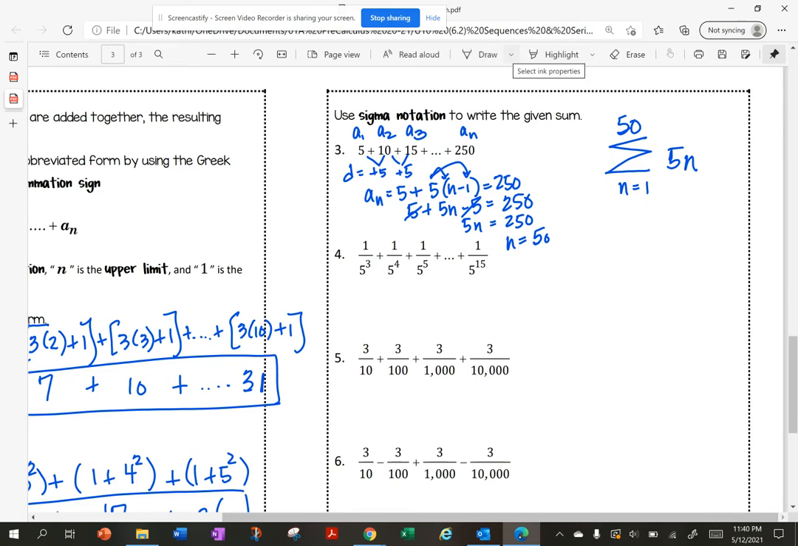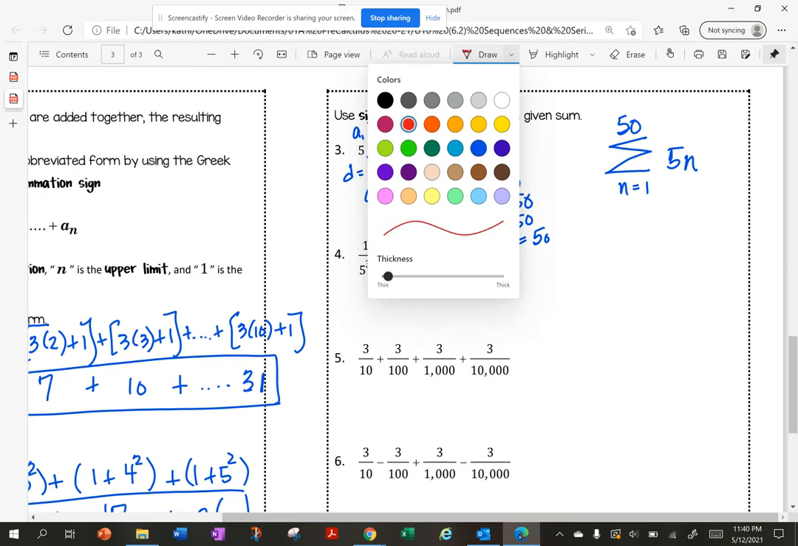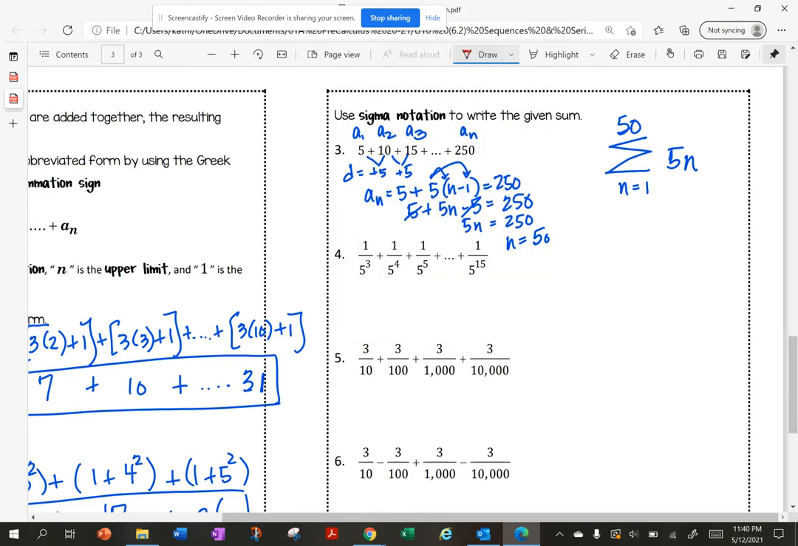All right, so let's try another one. Let's do some fractions here. Okay, so again, here's my first term. Here's my last term. So I want to find my common ratio, so I can take any term and divide it by the previous term.